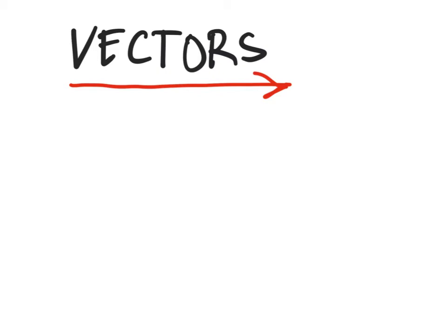Up until this point, we've been talking only about motion in one dimension. So thus far, we've only talked about one-dimensional motion, that is motion along a line, linear motion. We haven't talked about what happens if an object moves in two dimensions.